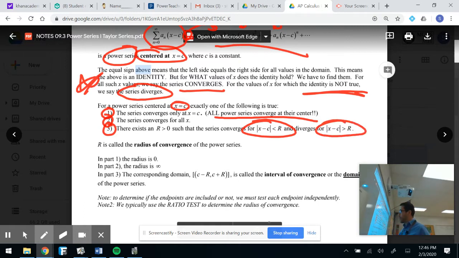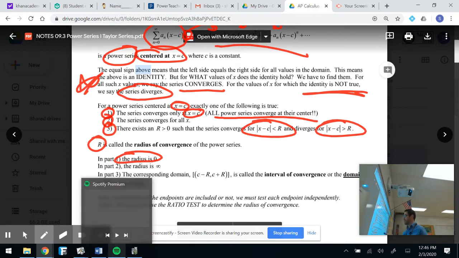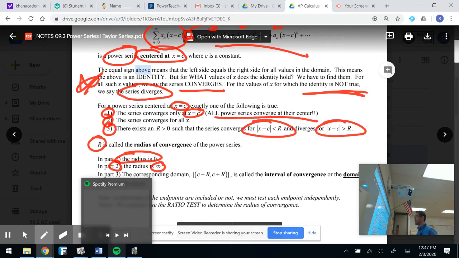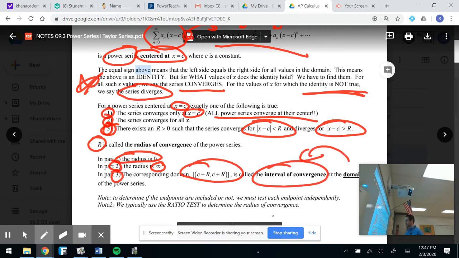We also have something called the radius of convergence for a power series, and there are 3 things that can happen. In part 1 above, we say the radius is 0. So if it converges only at x equals c, which it always will, we say the radius is 0. 2, if the series converges for all x, then we say the radius of convergence is infinity, or everything. And 3, if we get a corresponding domain, then we say that is the interval of convergence, or we call it the domain of the power series.